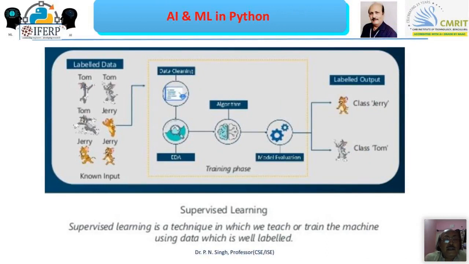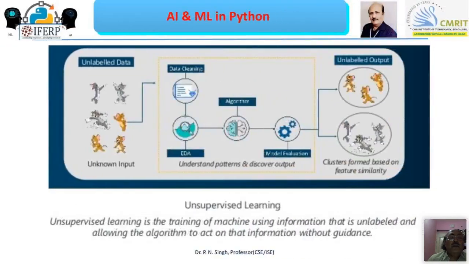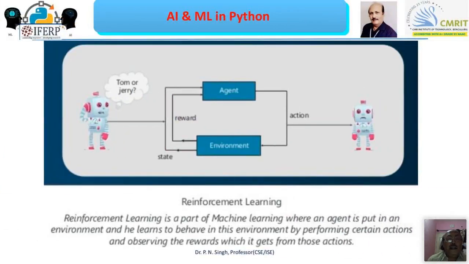So supervised learning is the technique in which we teach or train the machine using data which is well labeled. Unsupervised learning is the training of a machine using information that is unlabeled, allowing the algorithm to act on the information without guidance. And reinforcement learning is also part of machine learning, where an agent is put in an environment and learns to behave in this environment by performing certain actions and observing the rewards it gets from those actions.